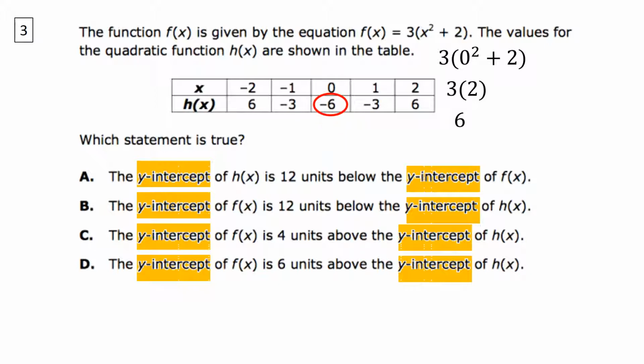So how far apart are they? Well, they're 12 apart. So it's already got to be A or B. Can't be C, can't be D. But we got to pay attention to which one is below the other. Each of these two answers says which one's below. A says h of x is below f of x. B says f of x is below h of x. So which one's below? Well, h is the one with a negative y-intercept. It must be the one that's below, since f is positive. So h is 12 units below f. That is what A says. So that's our answer here.